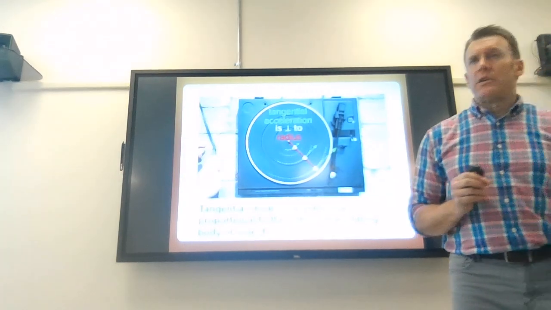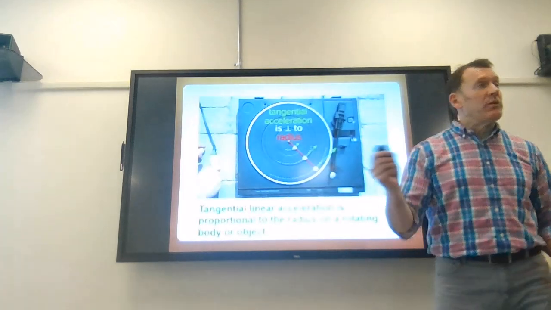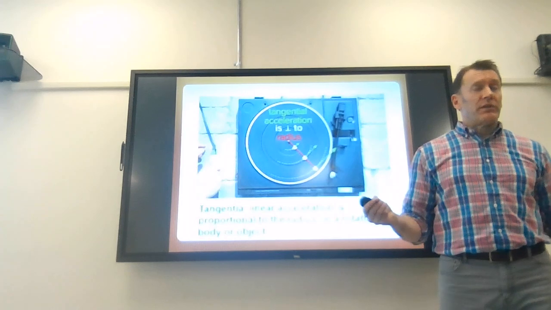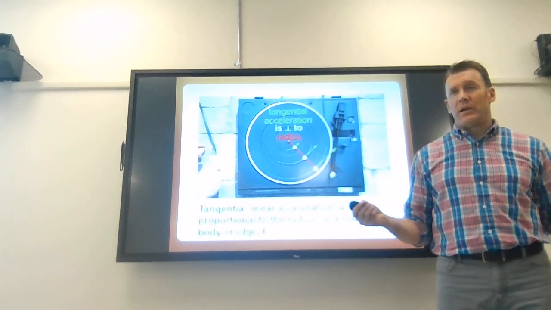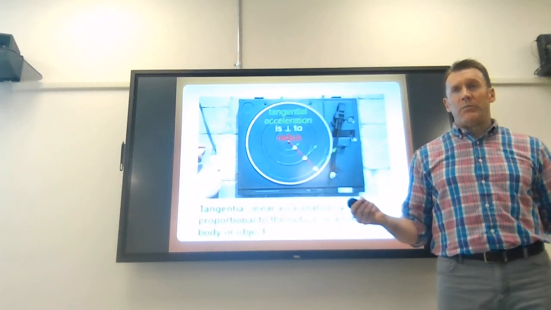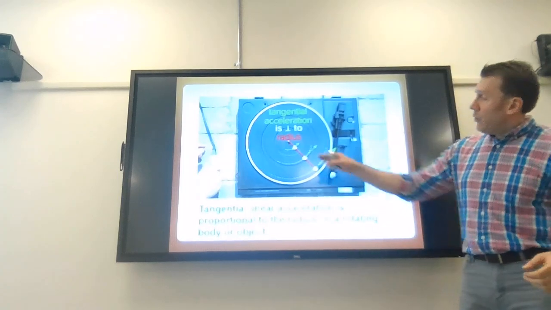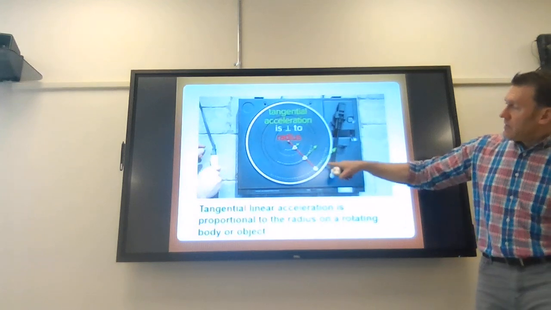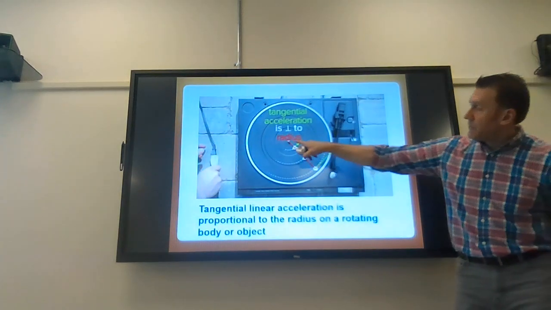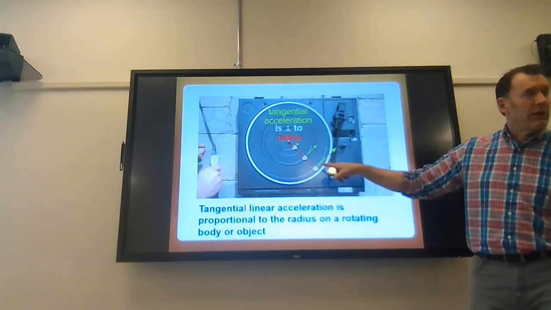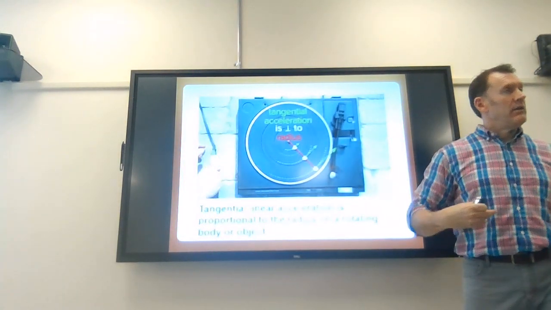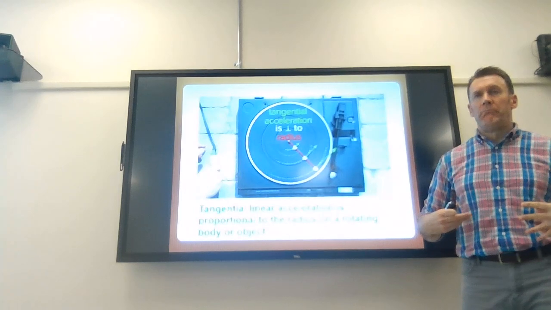Okay, so it all ties back into the implements that we use in sports, because two people can swing a club at the same rate, but the one with the longer club is going to have a higher tangential acceleration because there's a greater distance from the axis, which is usually the center of our bodies here.